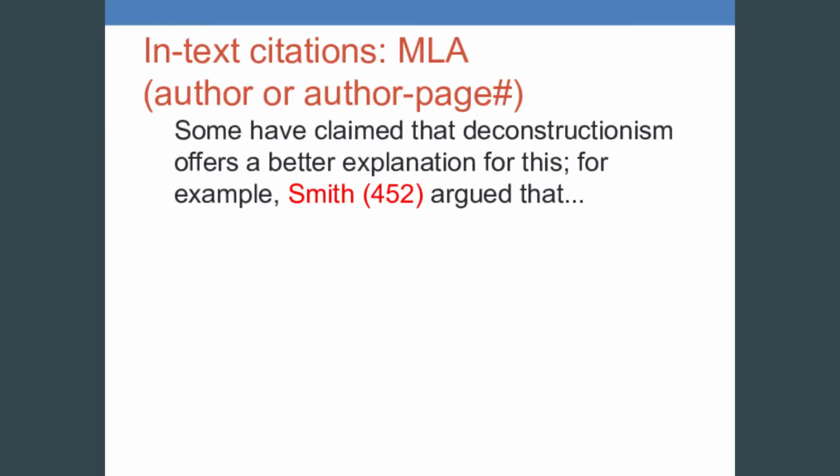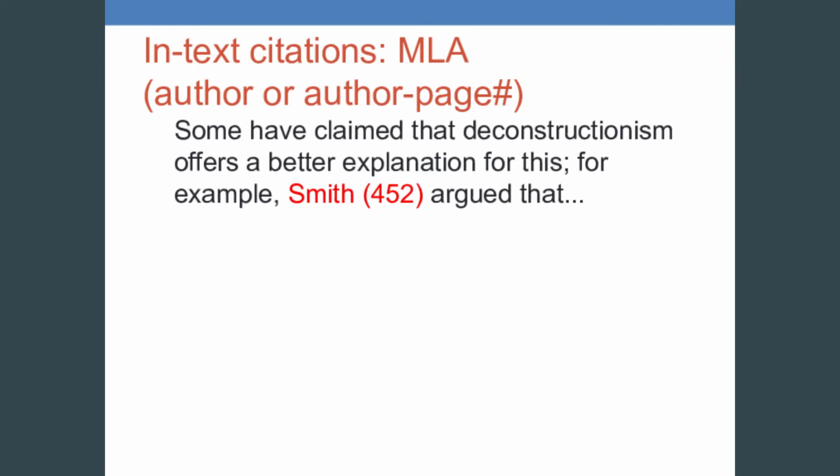MLA is a little different. With the APA, you see the author and the year. And by the way, you see a comma after the author. So it's author, comma, year in APA. And that's how you can tell the difference between APA and Chicago. Anyway, the MLA, what do you see? You see the author and page number.